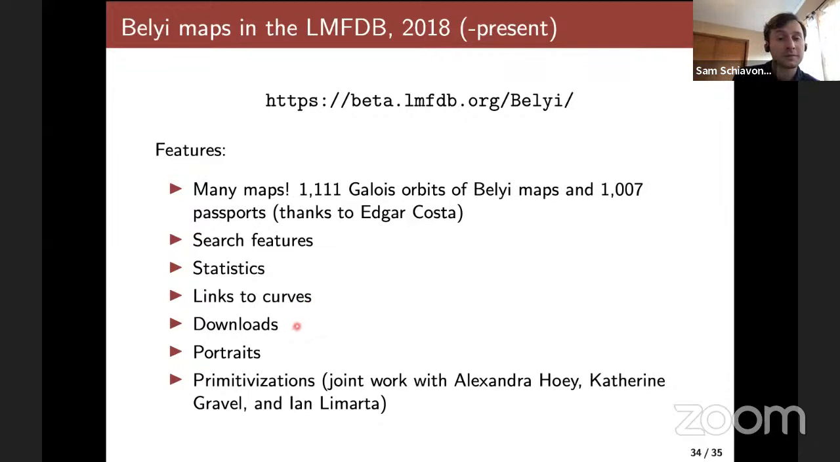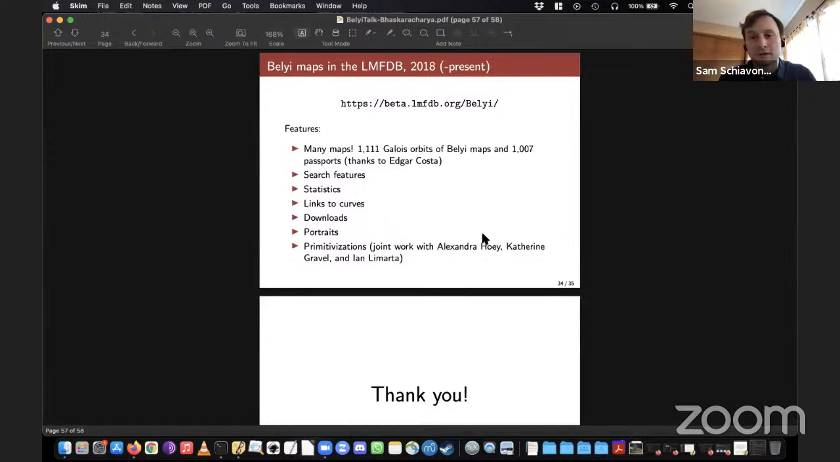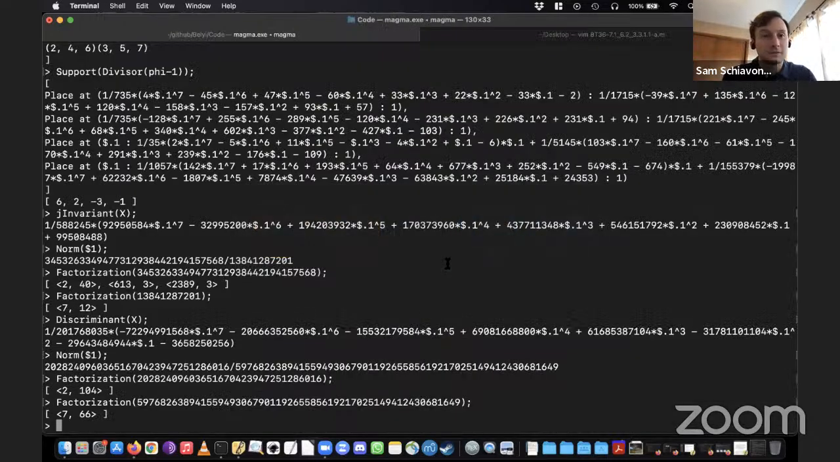You can also download the Belyi maps, so you can download code to Magma or Sage. There are pictures of the fundamental domains, which we call portraits. And this past spring, I did some work as part of a reading course with some MIT undergrads, Alexandra Hoey, Katie Gravel, and Ian Lamarta. We computed what we call primitivizations of Belyi maps, basically ones that factor and have an intermediate cover below. So enough talking. Let's do a quick demo of BelyiDB and then of the LMFDB.